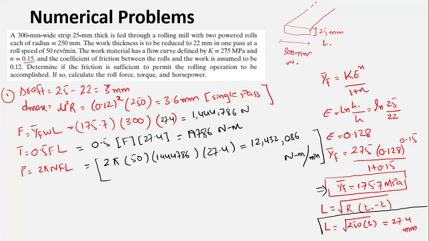That would be Newton millimeter. We will have to divide it by 1000 to convert into the meters, because this value is in millimeter. We have converted our answer into the meter, so that would be Newton meter per minute. This is the power that is required to power those rolls.